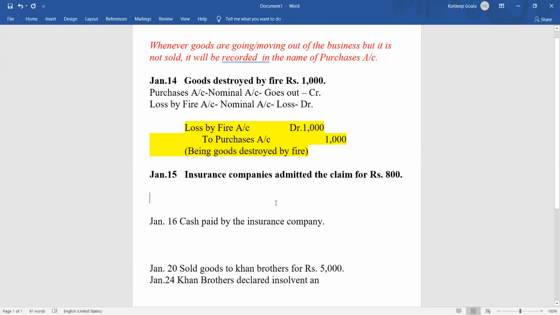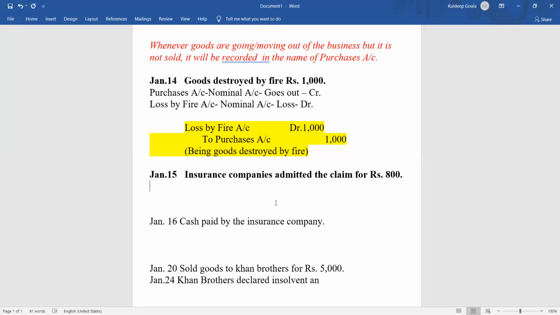The other day I told you that a certain amount of money was paid for the insurance premium of the business. That was the payment made for keeping the business protected from any type of accident or loss. So now it's time to get some benefit. What has happened? There was a loss of 1000 rupees. Now when the insurance company came in and inspected, they saw that they can only pay you 800 rupees.